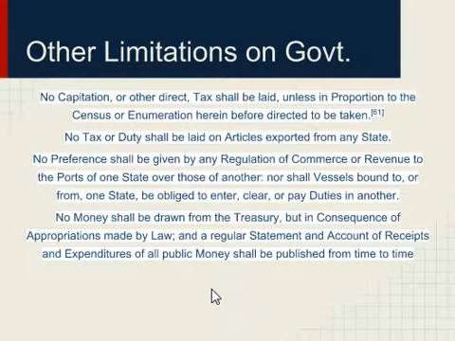No money shall be drawn from the treasury, but in consequence of appropriations made by law, and a regular statement and account of receipts and expenditures of all public money shall be published from time to time. So you have to make a law to spend federal money, and they keep track of the money that they spend.